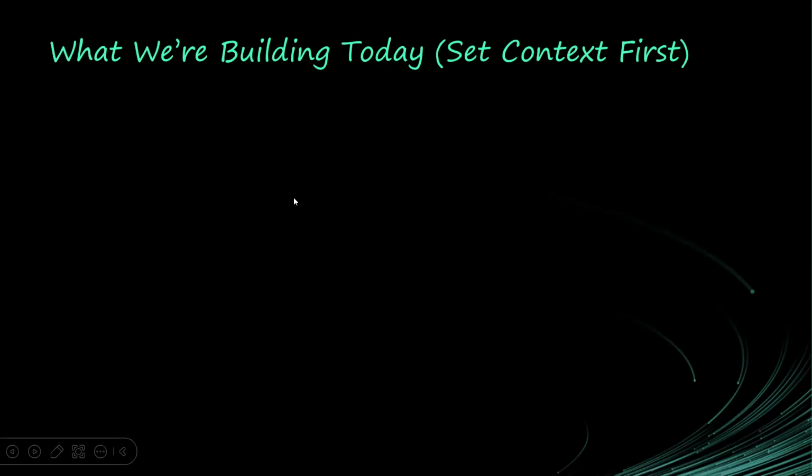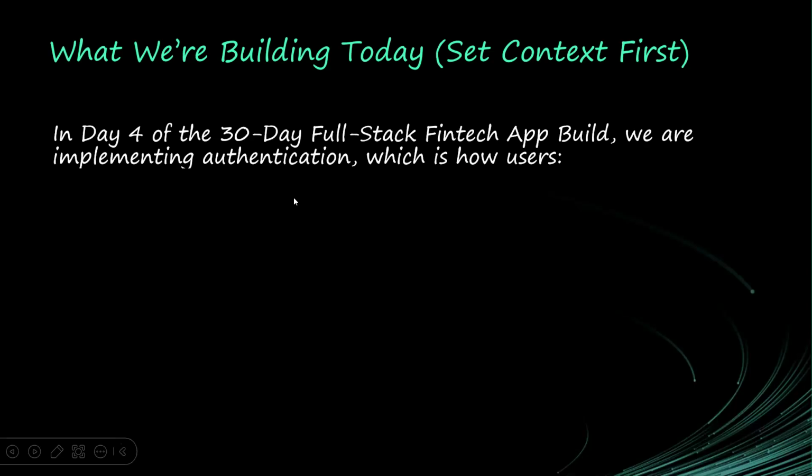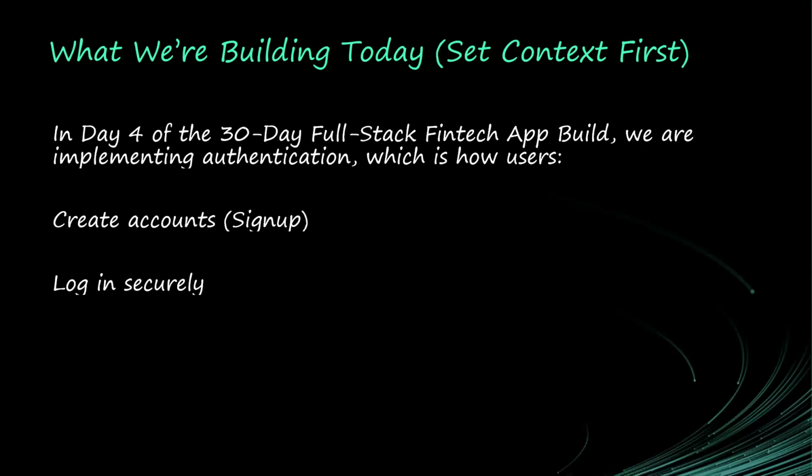Now, this is day 4 of the 30-day fintech app build. We are implementing authentication, which is how users create accounts. We'll show you how we are going to create accounts for users, and they will log in securely. Then we'll prove who they are, because we cannot just take in anybody. So there is a token we'll be generating from our back end that we will send over to the user. I will take time to explain all of them.